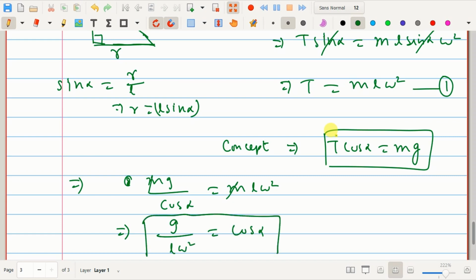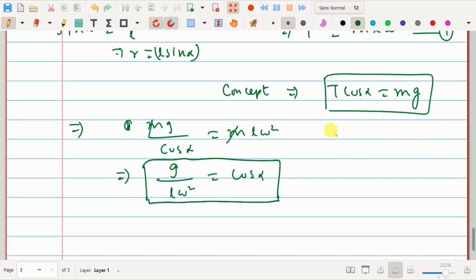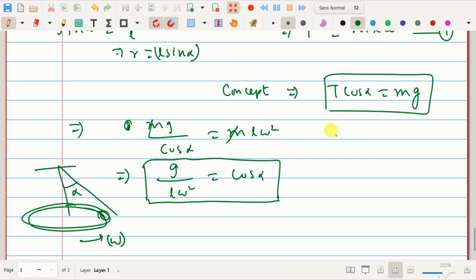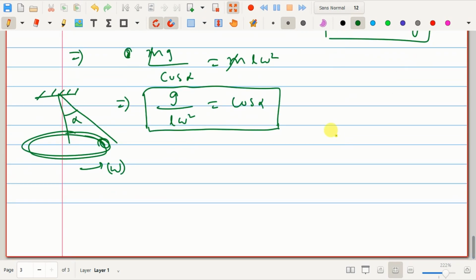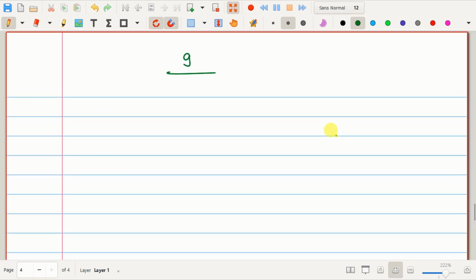So you see, we got some relation. g is your constant, l is the length, which is the constant length of the string, omega is the circular frequency at which the particle is moving in a circular orbit, and cos alpha is whatever angle it is making with the hinge point. Now how to analyze the relation? So now we are in the job of analyzing whatever physics it is going to show us. So g over l omega square is equal to cos alpha.